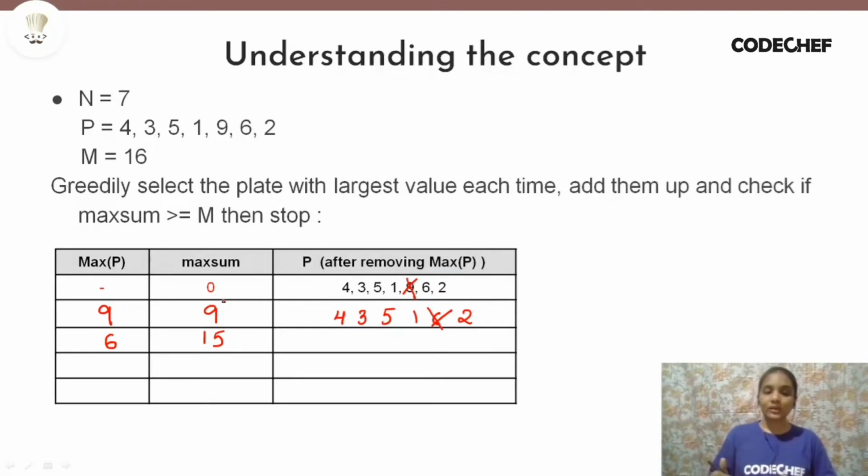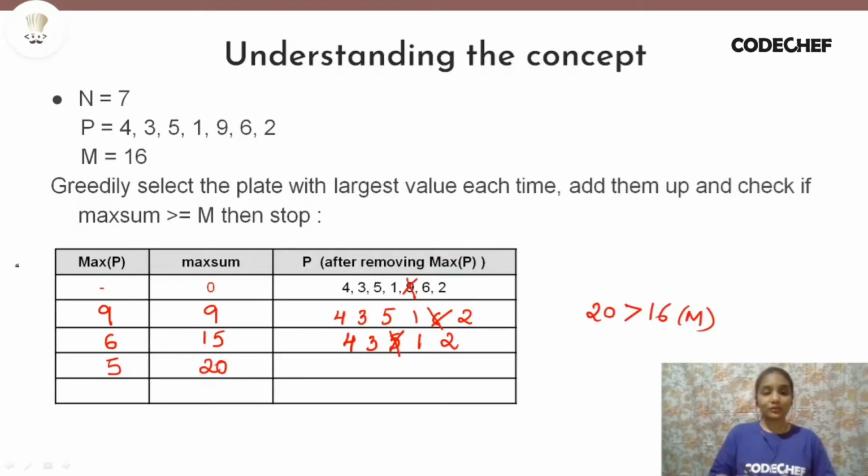So we'll go on with the same concept. Again, now the leftover plates are 4, 3, 5, 1 and 2. Now the maximum out of this is the plate with 5 meatballs. So we'll select 5. Now 15 plus 5 is 20. So 20 is now greater than 16, that is m.